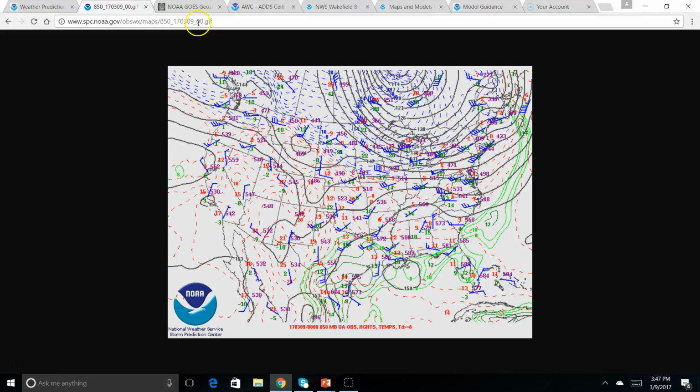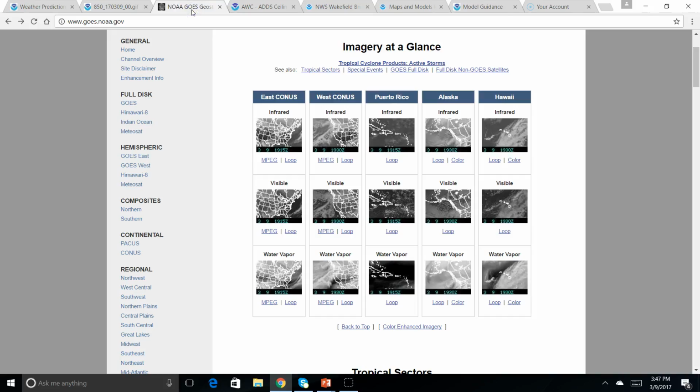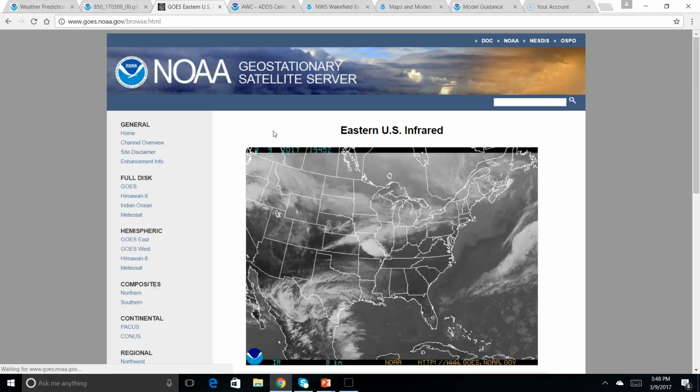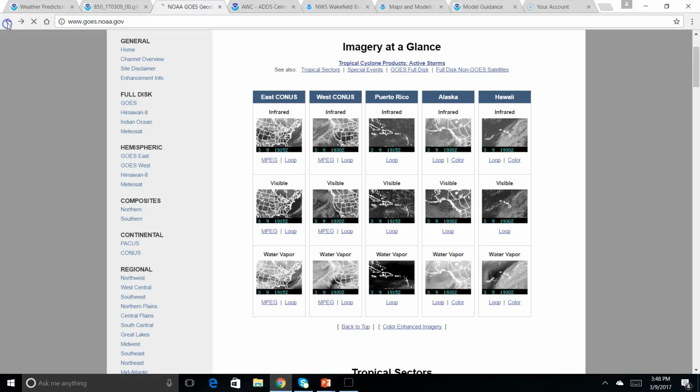So let's take a look at NOAA's GOES satellite pictures, and we'll look at infrared. We'll start with that. What you're seeing here is some thunderstorms developing in the infrared. Some clouds, and probably even some snow up to the north of it. And then some more high clouds down across Texas in that area as well.